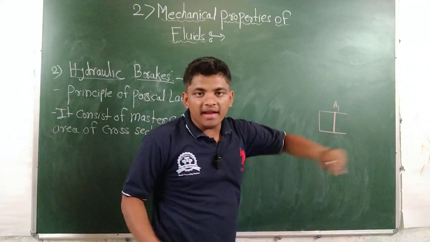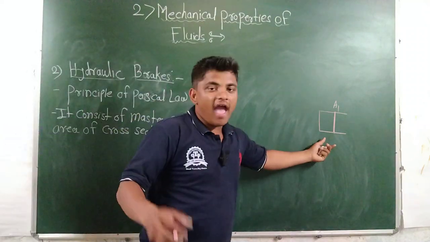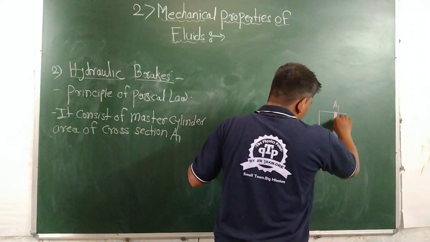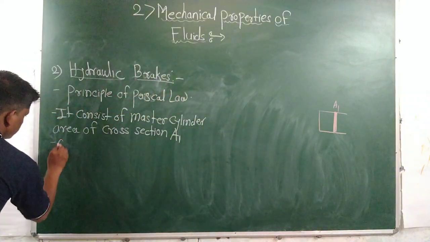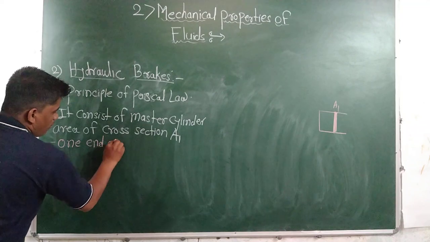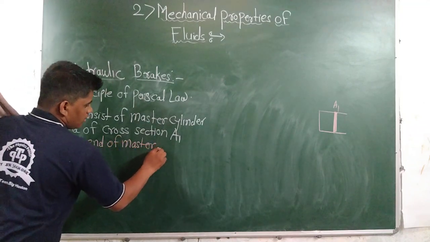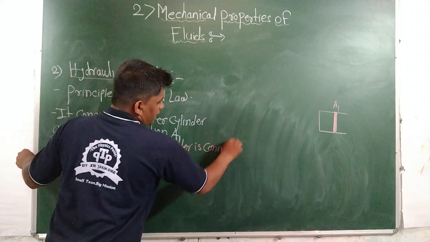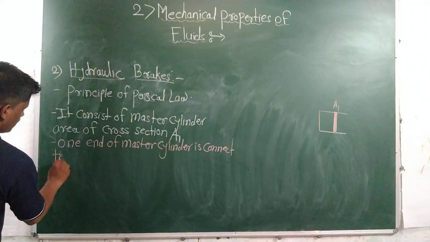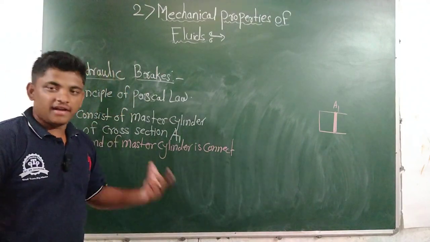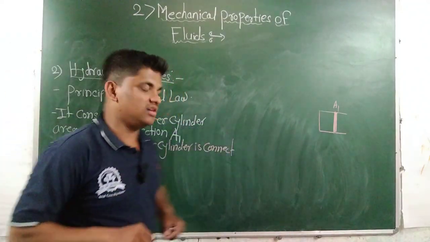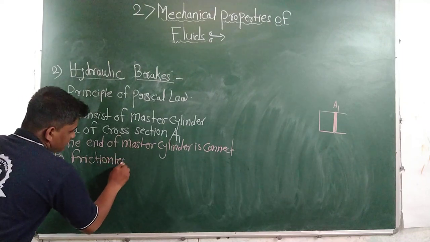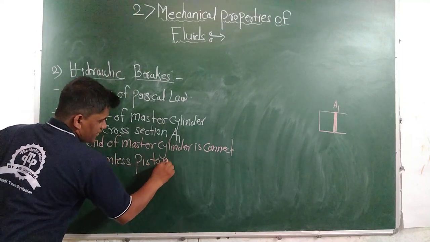One end of the master cylinder is attached to an airtight as well as frictionless piston, that is piston P.